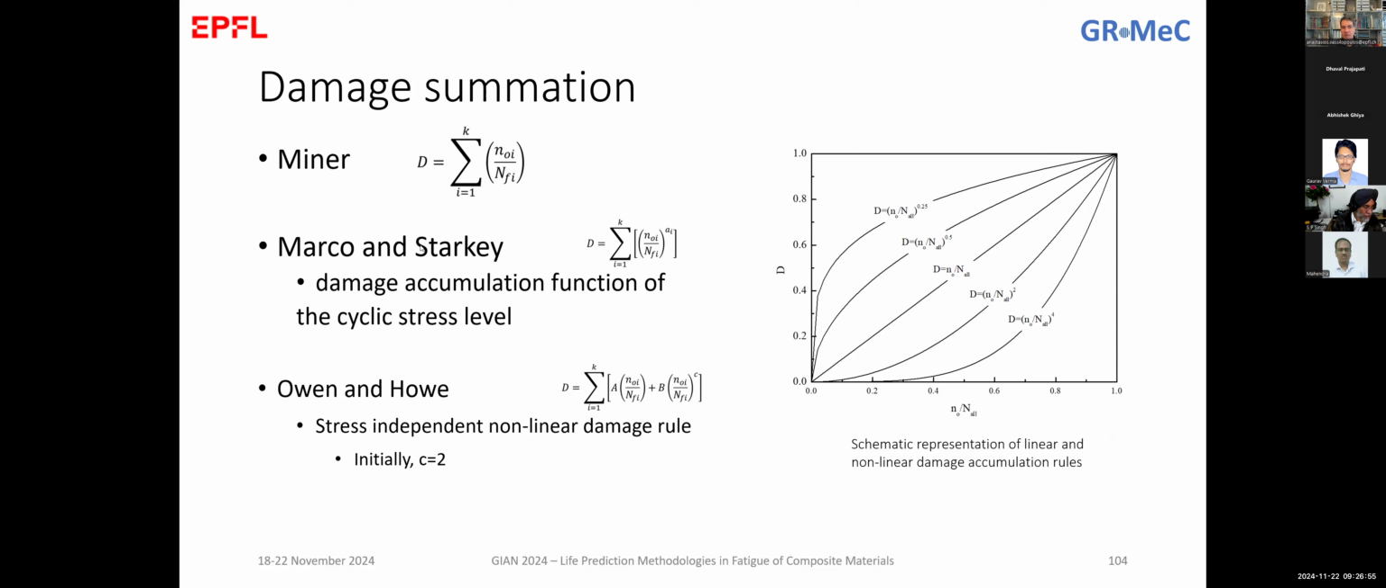The problem of rules beyond Miner is that they need additional data. So again, as you can imagine, if you have additional data to fit, then the accuracy is increased, but you lose more or less the potential of simple calculations that are conveyed by using Miner's linear damage rule.